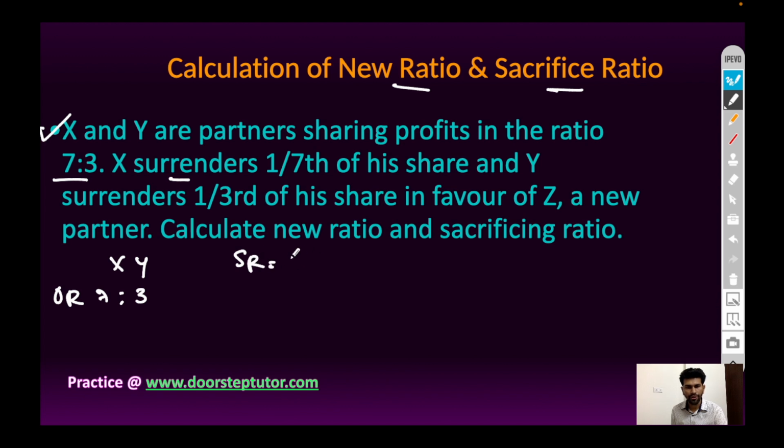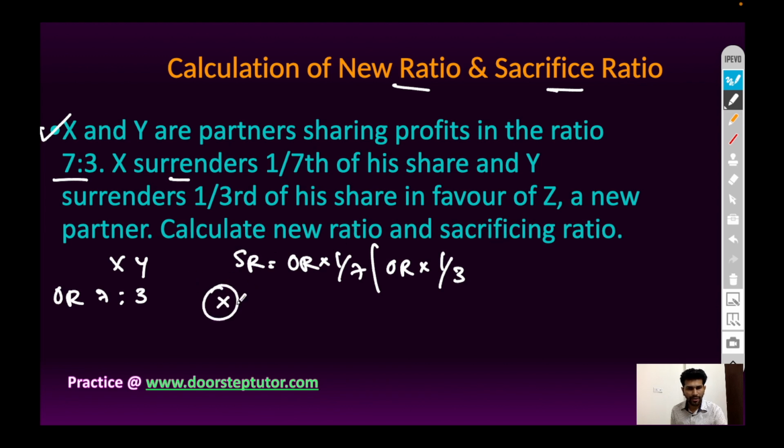Sacrifice ratio is old ratio multiplied by 1/7 for X, and Y surrenders 1/3 of his share in favor of Z. And sacrifice ratio for Y is old ratio multiplied by 1/3. Calculate new ratio and sacrifice ratio.